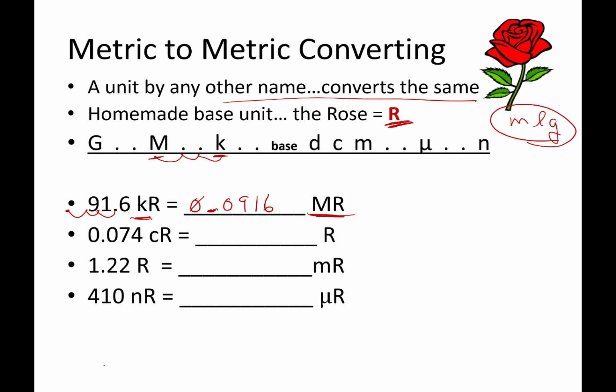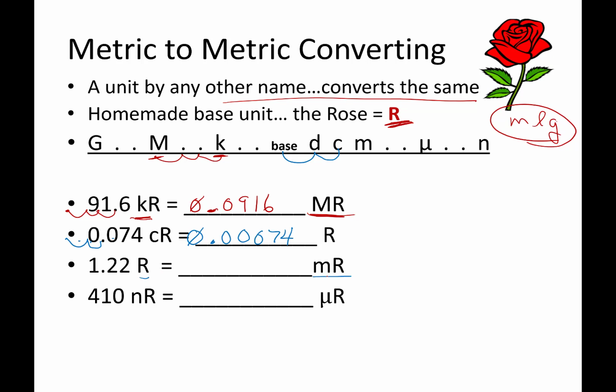Okay, my friends, let's do this. Centiroses to roses, centiroses to roses. So we're going to go 1, 2 to the left. So we're going to go 1, 2 to the left, 0.000074, and I'm going to put another 0 in front to help.